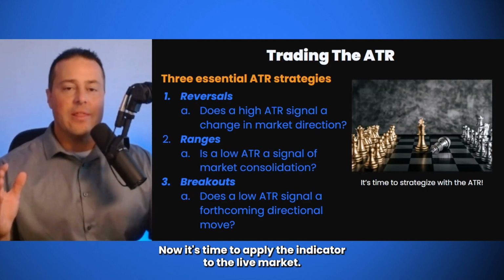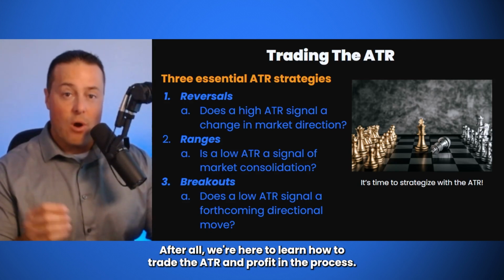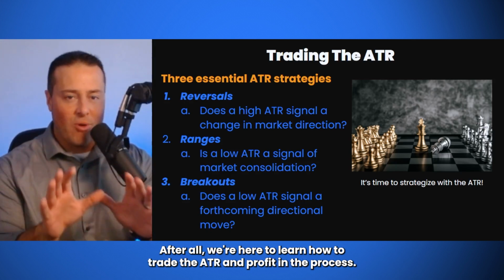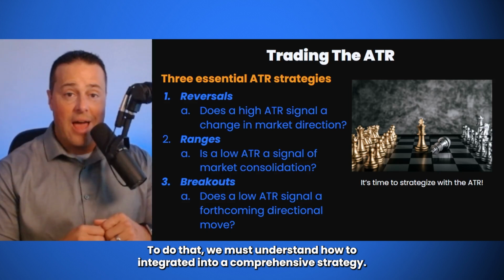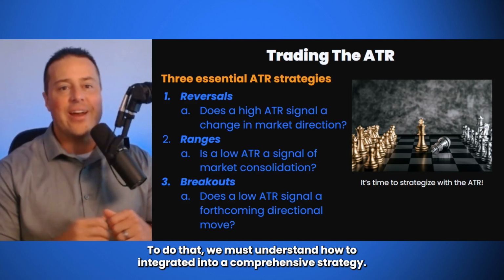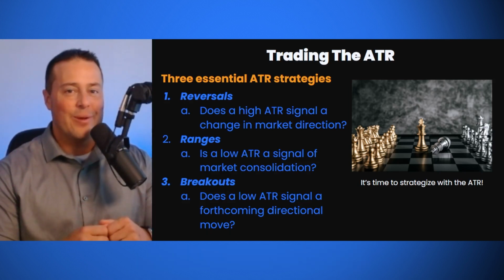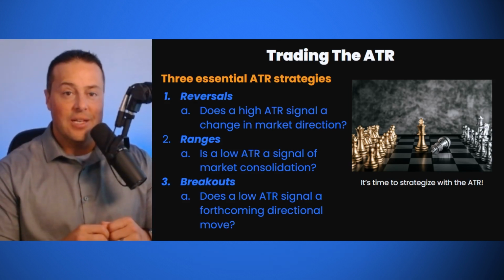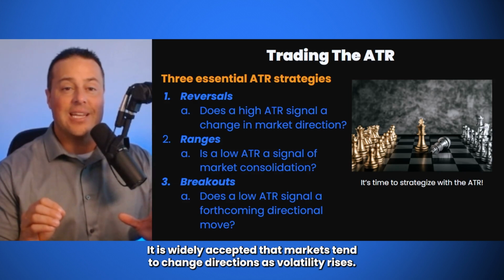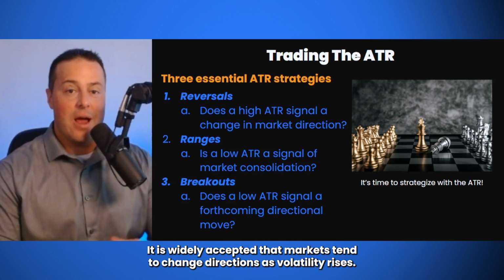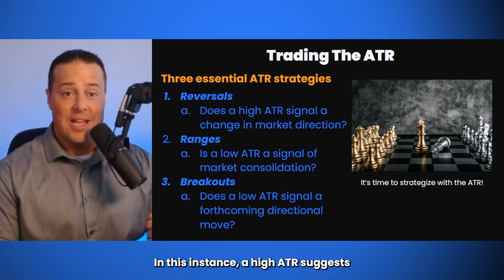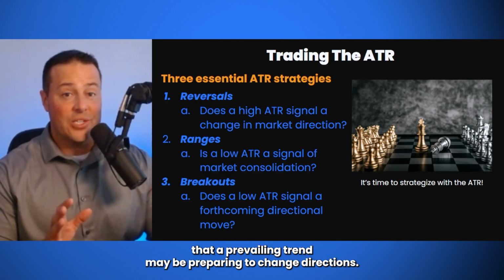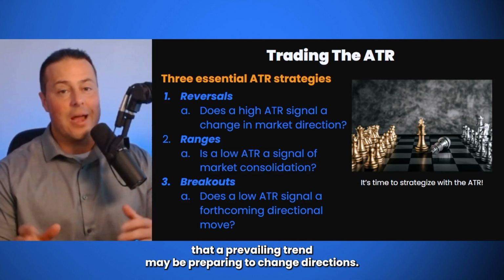Now it's time to apply the indicator to the live market. After all, we're here to learn how to trade the ATR and profit in the process. To do that, we must understand how to integrate it into a comprehensive strategy. Now, the first average true range trading strategy is reversals. It is widely accepted that markets tend to change directions as volatility rises. In this instance, a high ATR suggests that a prevailing trend may be preparing to change directions.